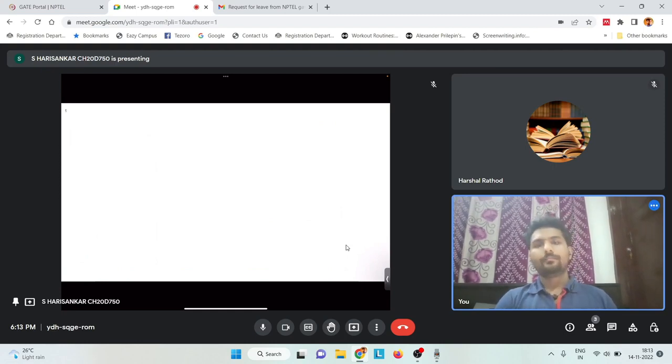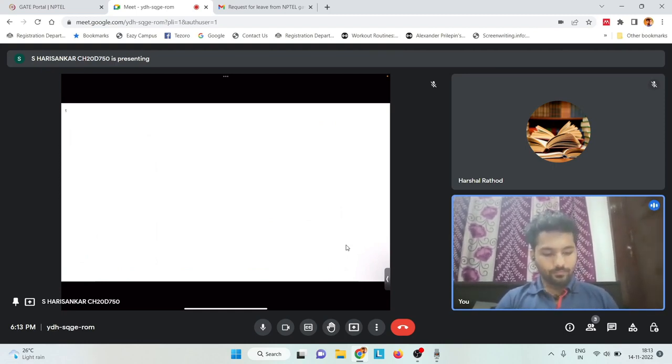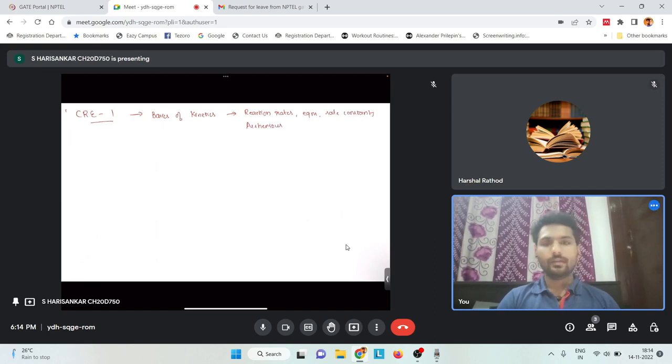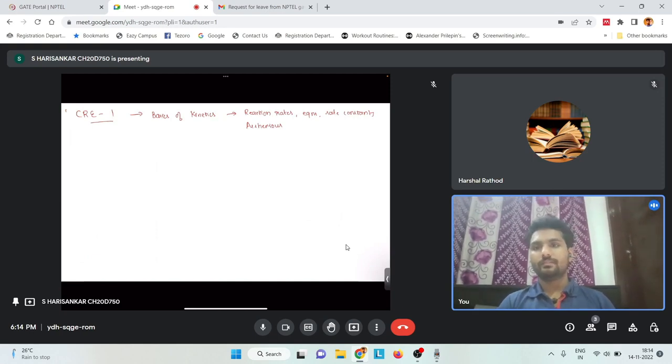So, I think so far we have been focusing more on CRE1. We started with the basics of kinetics. We looked at the different reaction rates and reaction equations, rate constants. Then we looked into various theories like Arrhenius theory for temperature dependency. We derived rate equations for various kinds of reactions and so on.